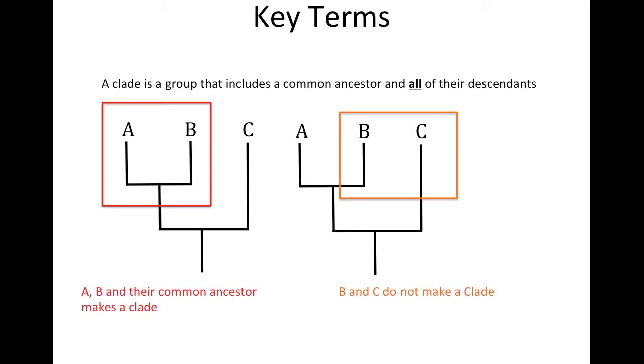A clade is our next key term. A clade is a group that includes a common ancestor and all of their descendants. So we can see here that A and B and their common ancestor make a clade, but B and C do not.